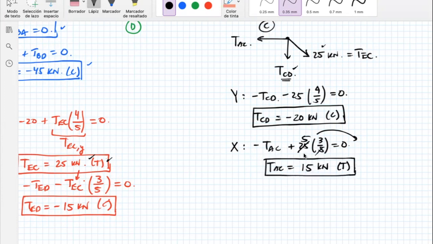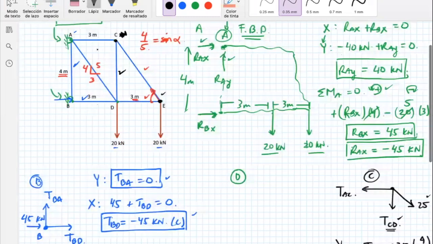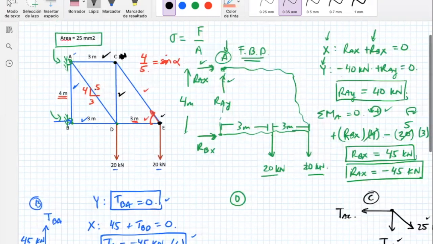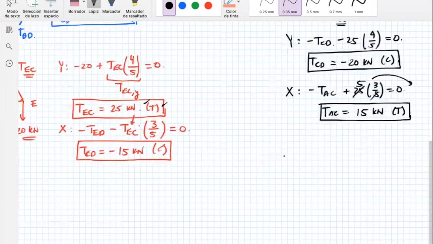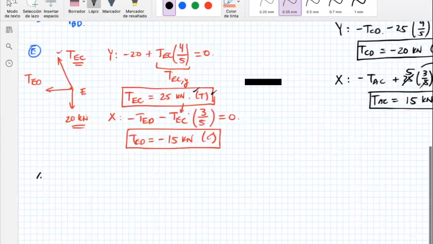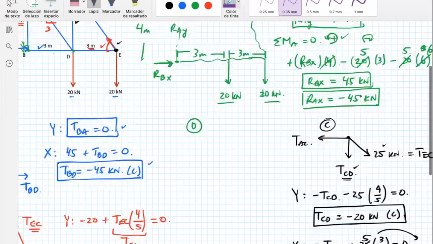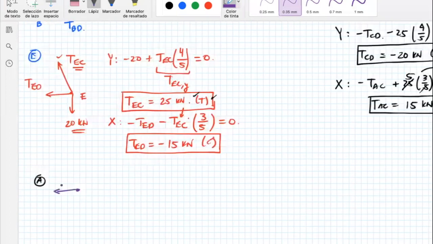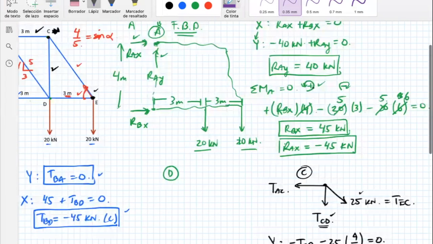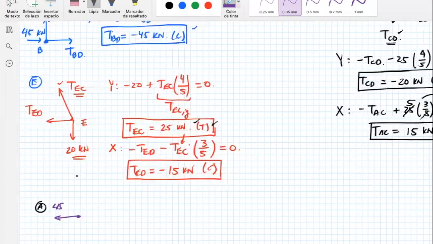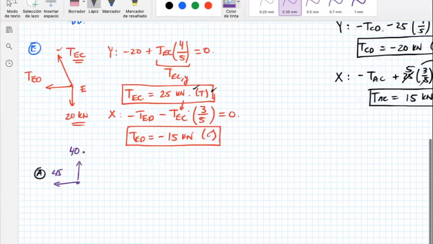Got it. Let's put this one here. The only member that is missing is this one over here. I'm going to do it from A. Maybe it's not the best way to do it, but let's go at it with A. Let me change color. For A, let's go with the reactions first. RAX is pulling 25 here. RAY is pulling this one up, it's this one doing this, 40.